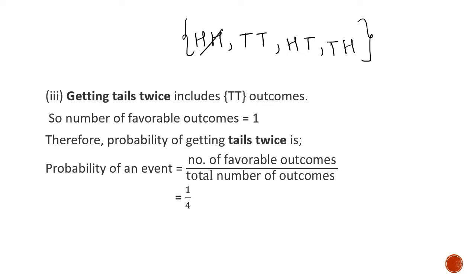Here we have 2 heads, not a possibility. 2 tails, yes, this is a possibility. We want 2 tails. Do we have it here? No, we have only a single tail, so not a possibility. Next is TH, again the same, only one tail, so not a possibility. So the total outcomes for getting tails twice is only 1. So when we substitute into the formula, the favorable outcomes is 1 and the sample space has a total of 4. So that is 1 divided by 4.